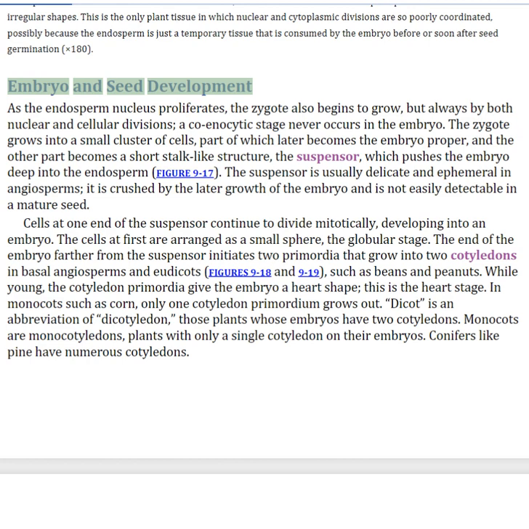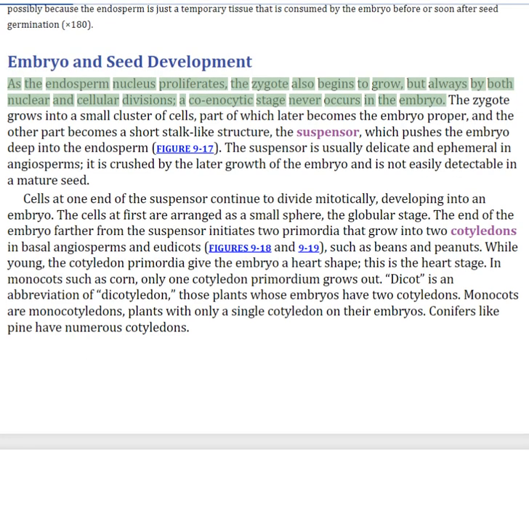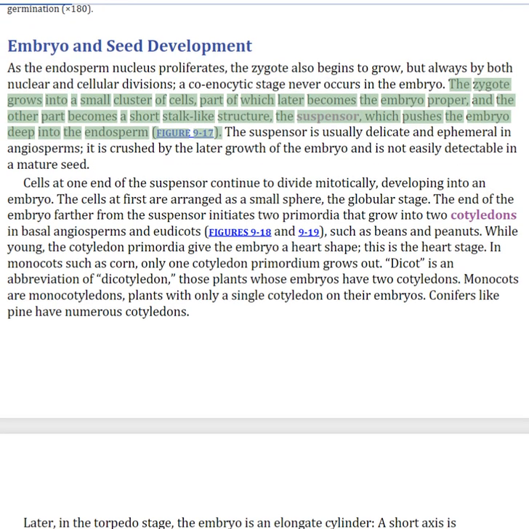Embryo and seed development. As the endosperm nucleus proliferates, the zygote also begins to grow, but always by both nuclear and cellular divisions. A coenocytic stage never occurs in the embryo. The zygote grows into a small cluster of cells, part of which later becomes the embryo proper, and the other part becomes a short stalk-like structure, the suspensor, which pushes the embryo deep into the endosperm.